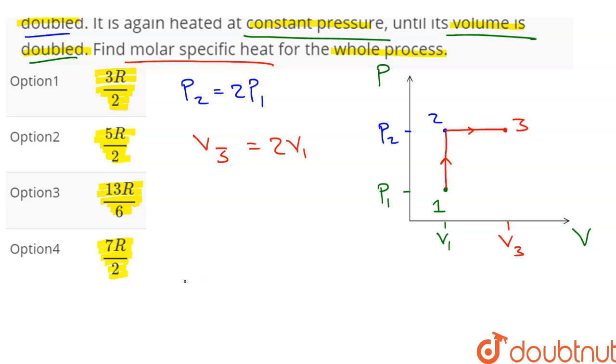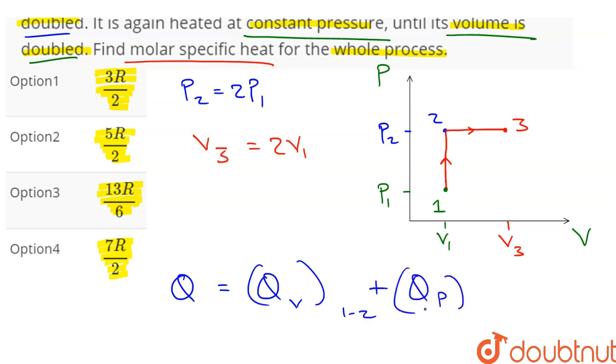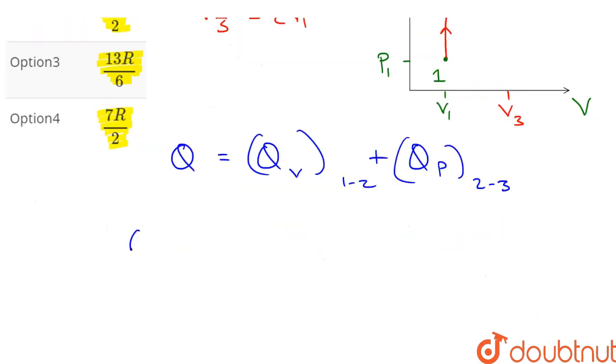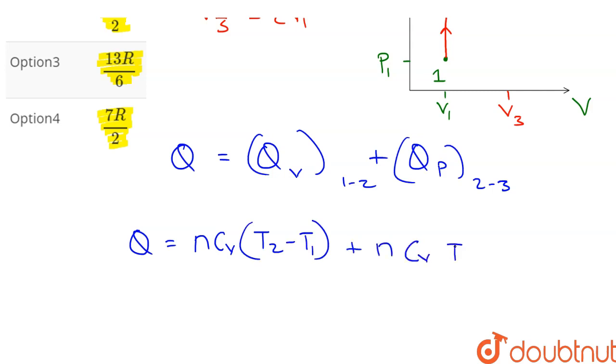So let the heat added during the whole process be Q, and it will be equal to the heat added during the constant volume process, that is process 1 to 2, plus the heat added at constant pressure, which is process 2 to 3. So Q will be equal to n Cv (T2 minus T1) plus n Cp (T3 minus T2).